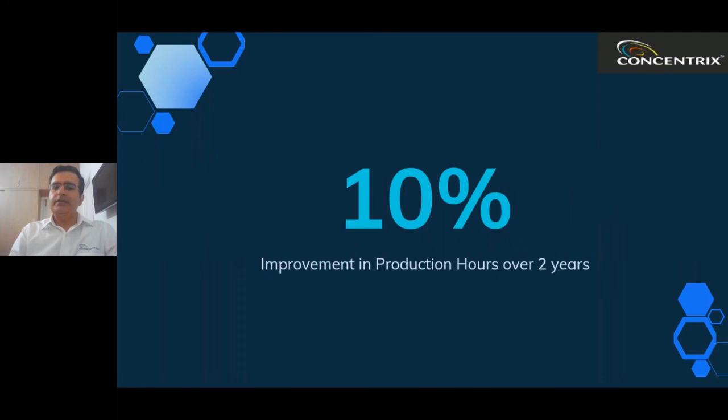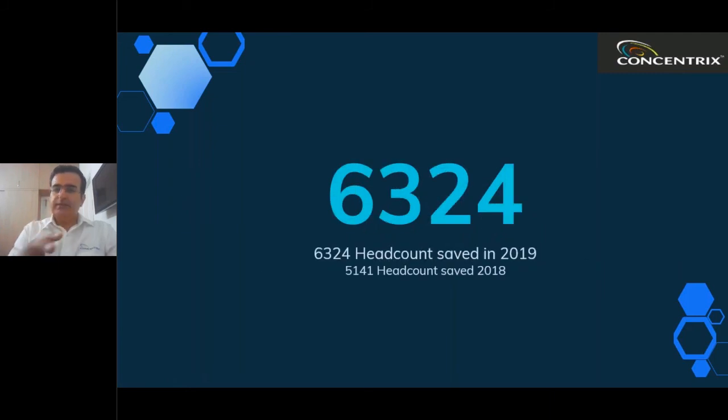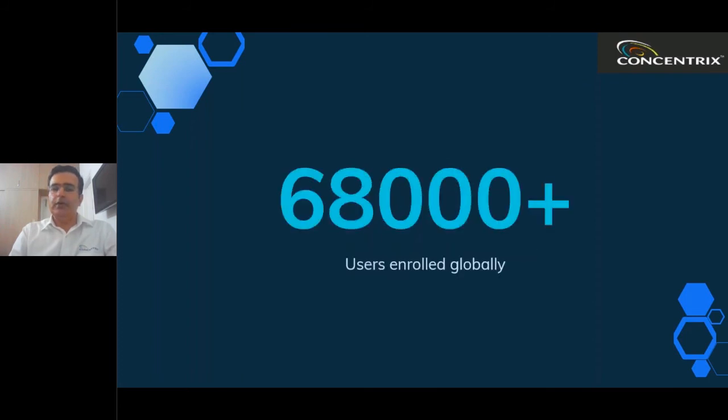The first one, 10% improvement has happened in our production hours in the last 2 years. We've got these many headcounts saved only in India for the last 2 years. So 6,300 headcounts saved because people are spending the right amount of time in office. We have to hire these many less number of people.